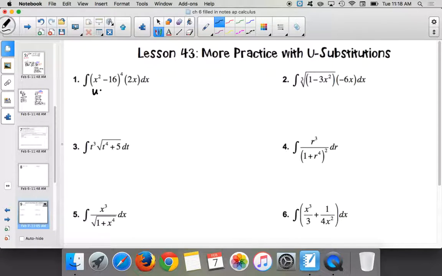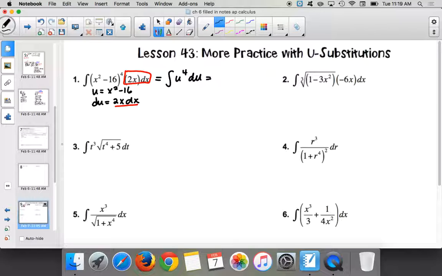So we're going to let our u be x squared minus 16, and our du then is going to be 2x dx. As we look at our problem, it's just like the chain rule. If you were taking the derivative, where would you need a chain with the derivative? You would need it for the inside part, the x squared minus 16, right? So that's why it's our u. So we're going to have u to the fourth, and then the 2x dx is replaced by the du. So we're going to have u to the fourth du. There are no x's left in this problem. That's what we want. We want to change everything to u's.